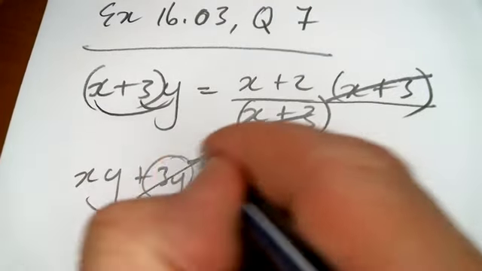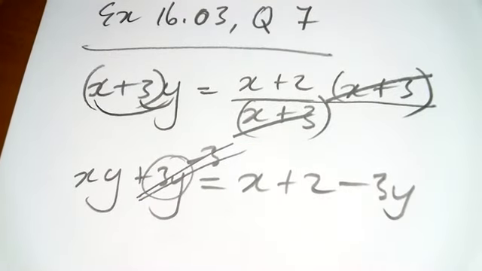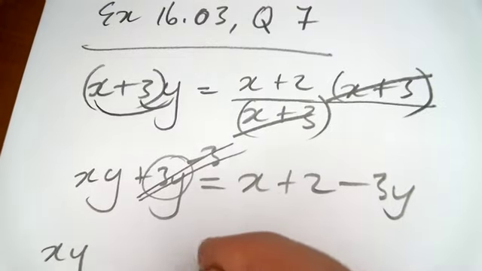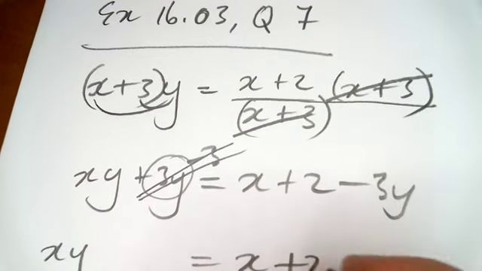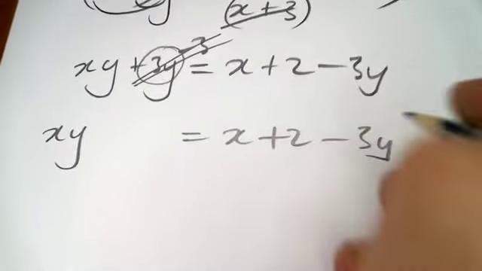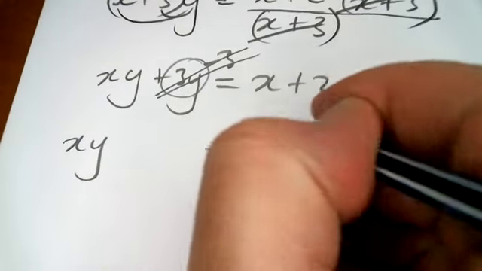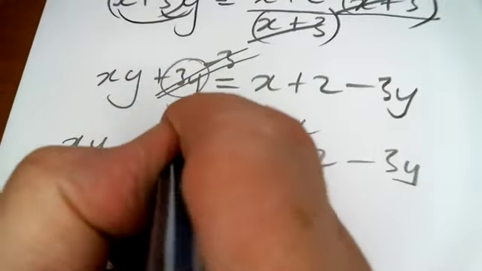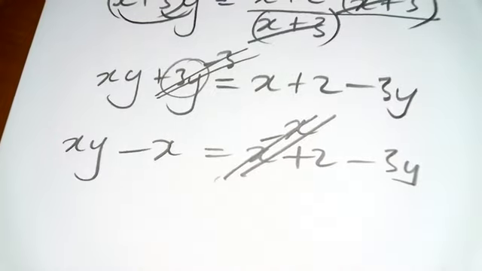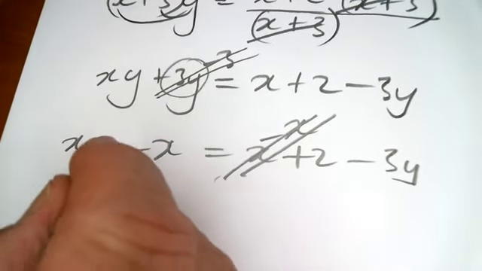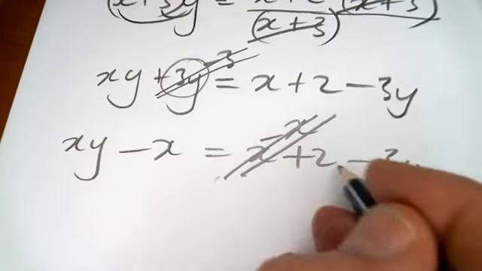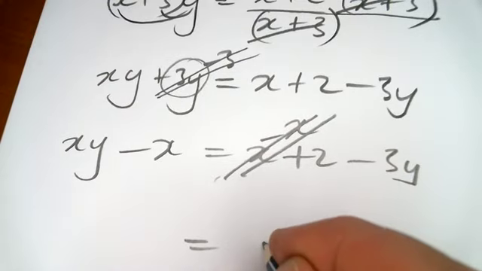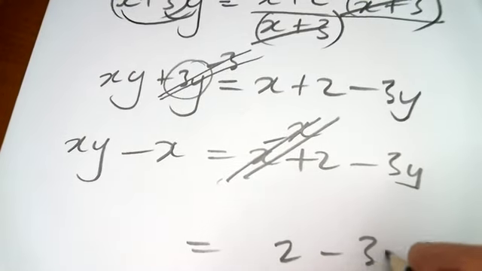There it is. 3y minus 3y is 0. I've got xy is equal to x plus 2 minus 3y. Now, sorry, you can't see that. I'm going to subtract x from both sides because I want to keep x on the left side. It's gone now on the right. So now I've got xy minus x. On this side, though, I'm just left with 2 minus 3y.